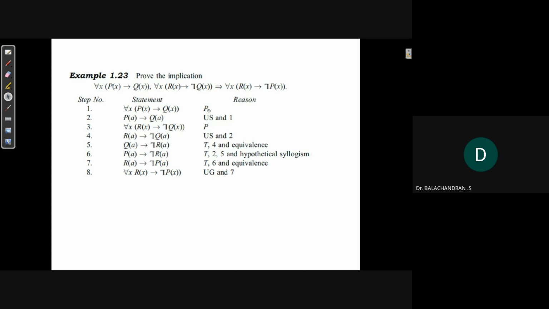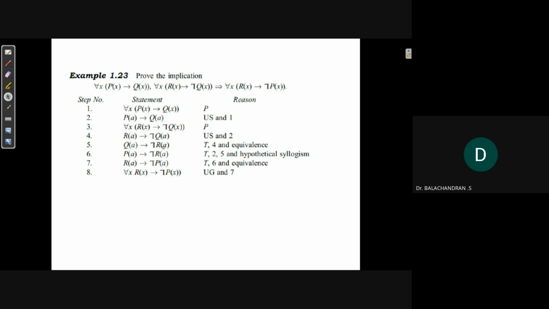The rule is P. From step 1 to step 2, I am using rule US. So I can write this is true for every x, that's why I'll write P of a implies Q of a. And then I'll use the second premise, for every x R of x implies negation Q of x. From step 3 to step 4, again I am using rule US: R of a implies negation Q of a. Next, from 4 to 5, I used contrapositive: Q of a implies negation R of a.